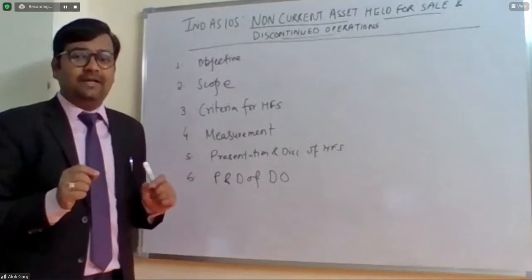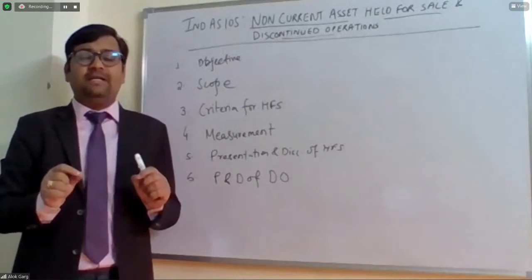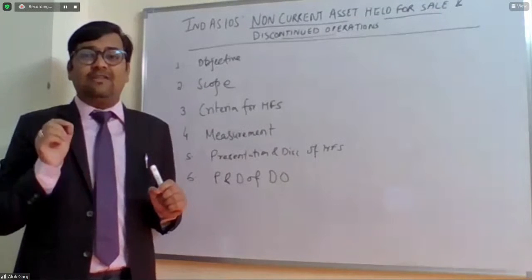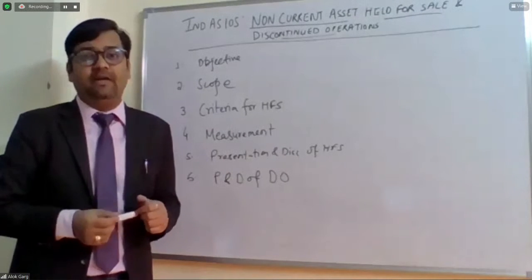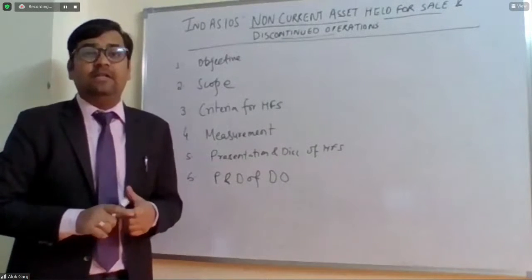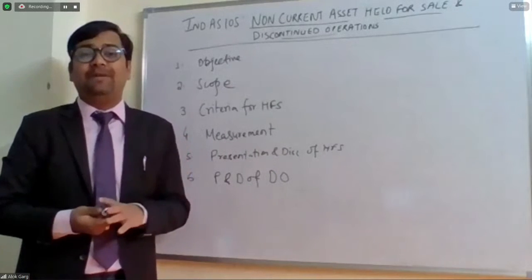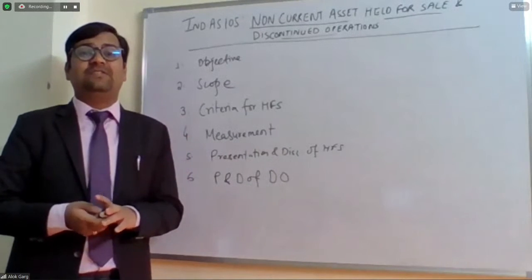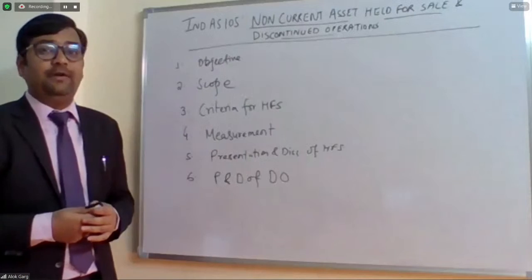So what is a non-current asset held for sale? Non-current assets held for sale are those assets where the future economic benefit will be principally recovered through a sale transaction rather than through continuing use.